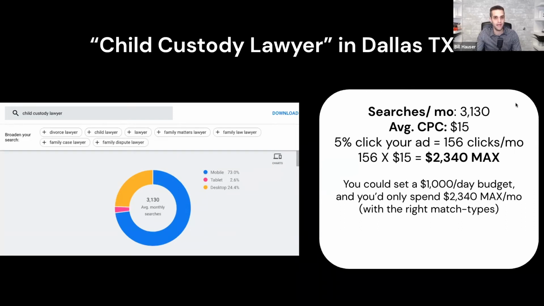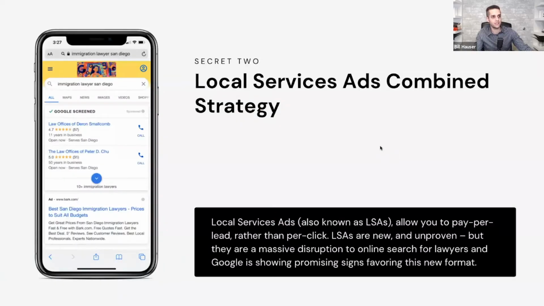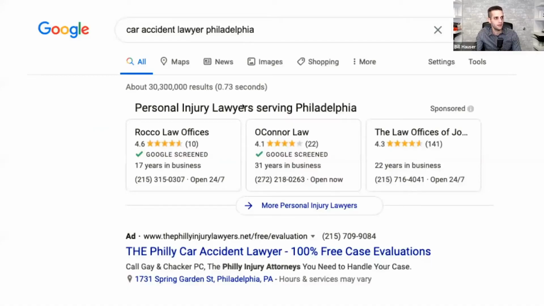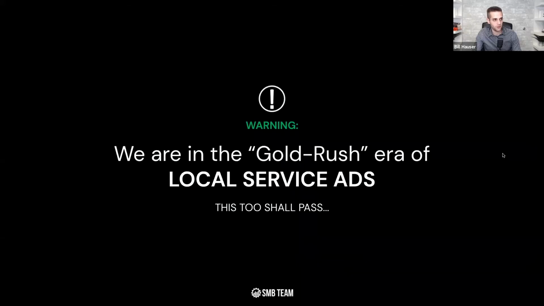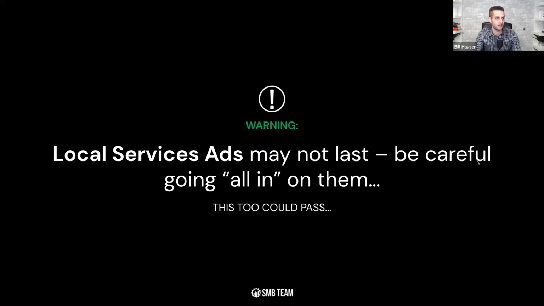However, you don't want to abandon the popular keywords and just go after things that are typed in 3 times a month. When we combine this with local services ads, this is where the game changes. And this is the second prong of G3. So we have these 3 local services ads that are listed horizontally, which I've shown you before. Now, as of the time of this filming, we're in the gold rush era of local services ads. So don't get excited if you're getting tons of great results. It'll change.